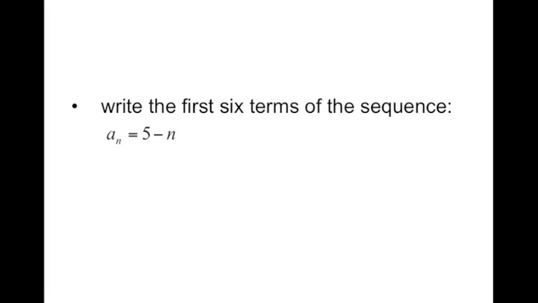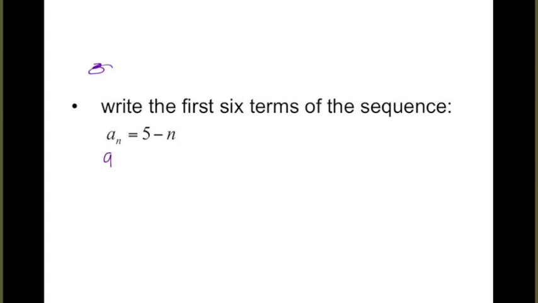Go ahead and try your next 2 examples. There's one more of each type of defined sequence. All right, so here we start by plugging in 1. 6 minus 1 is 5. Plug in 2. 6 minus 2 is 4.